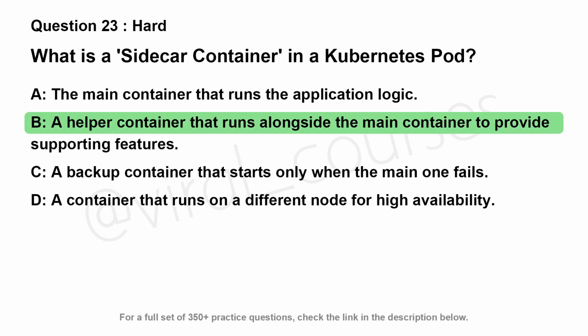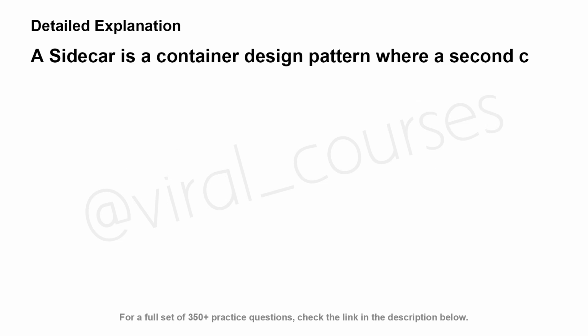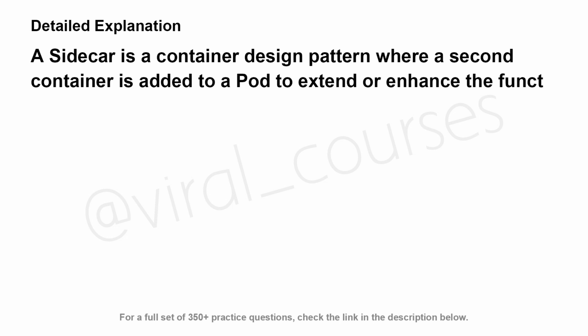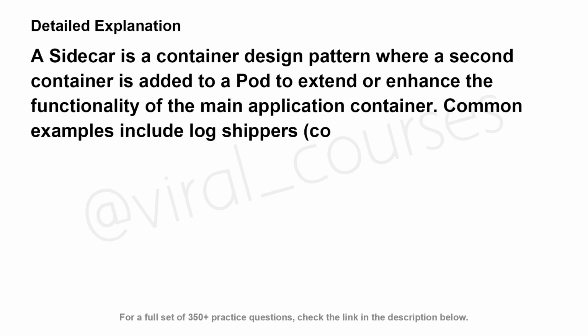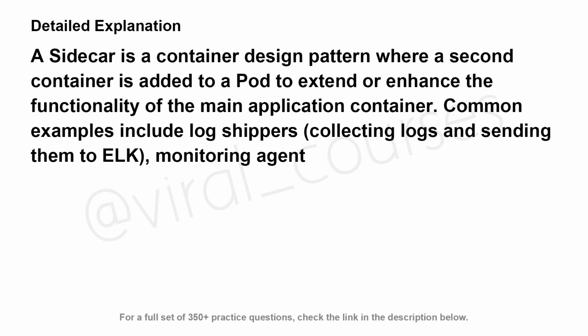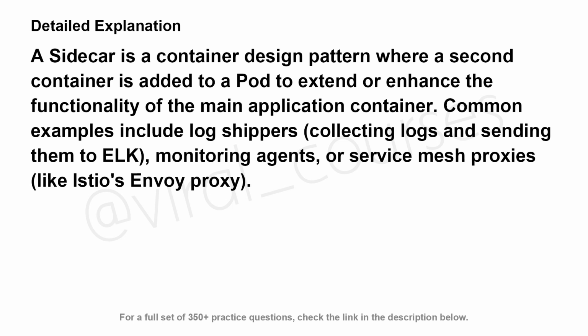The correct answer is B. A sidecar is a container design pattern where a second container is added to a pod to extend or enhance the functionality of the main application container. Common examples include log shippers, collecting logs and sending them to ELK, monitoring agents, or service mesh proxies, like Istio's Envoy proxy.